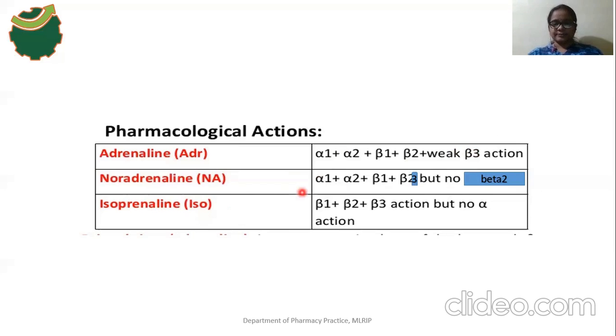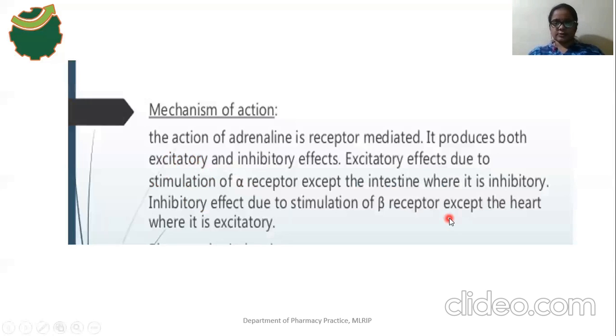And the next one is adrenaline. The action of adrenaline is receptor mediated. Adrenaline produces two kinds of effects, either excitatory effects or inhibitory effects. The excitatory effects occur due to stimulation of alpha receptors. Excitatory effects occur due to what kind of receptors?